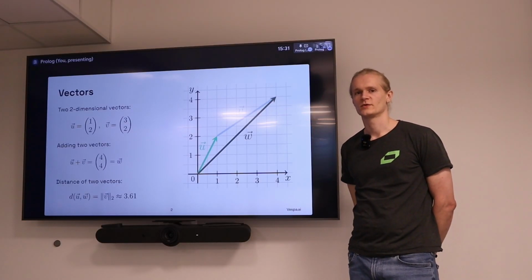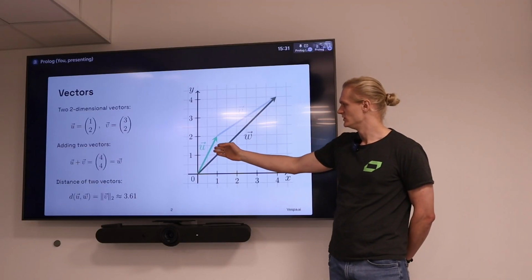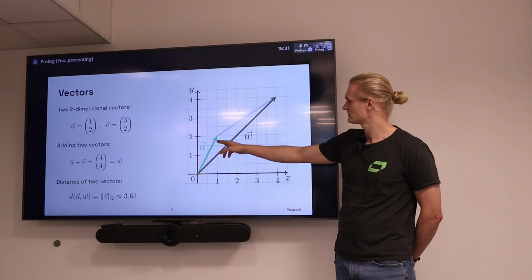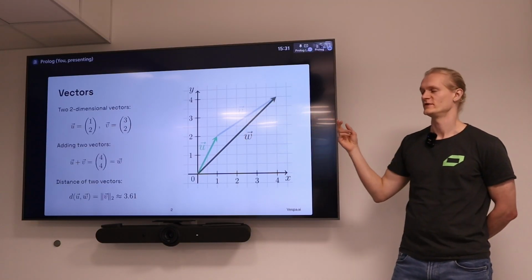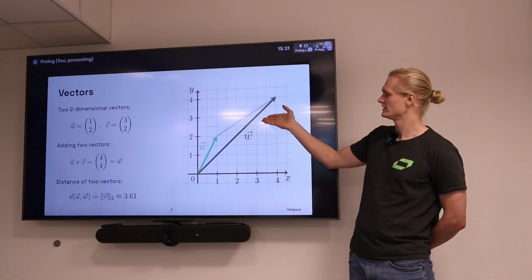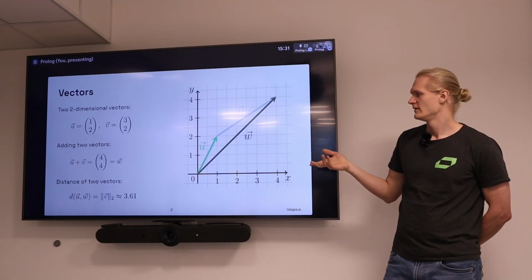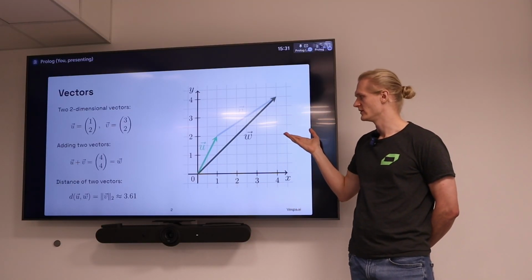And we can also compute the distance of vectors. In this case, the distance between u and w is just the length of the vector v. And if you would take a ruler and hold it up to this picture, you would get a distance of roughly 4. And this is what's known as the Euclidean distance.